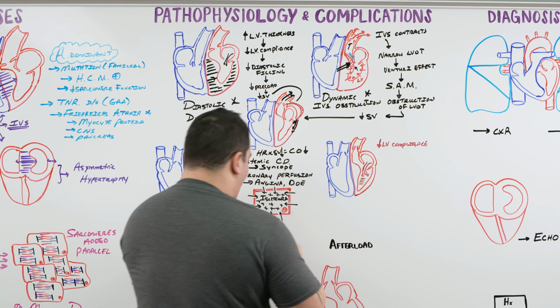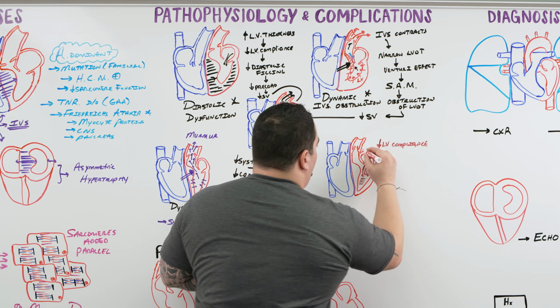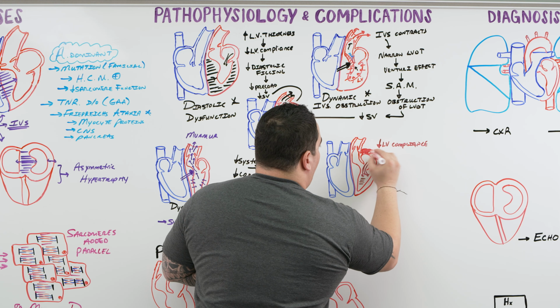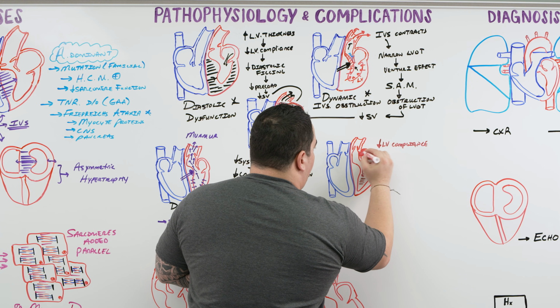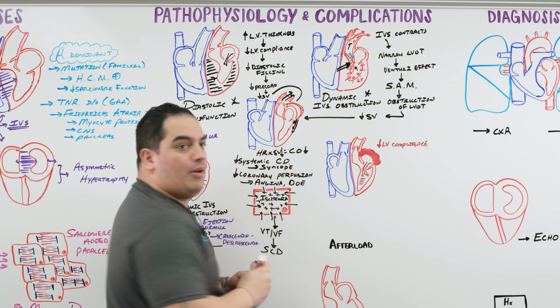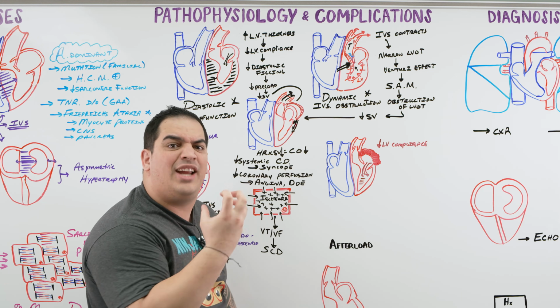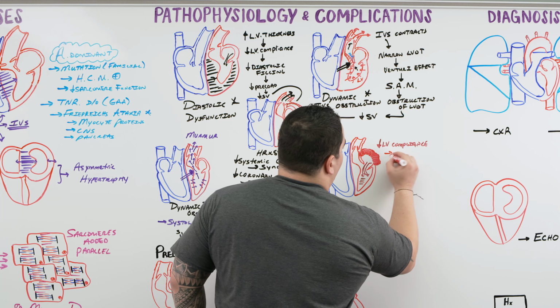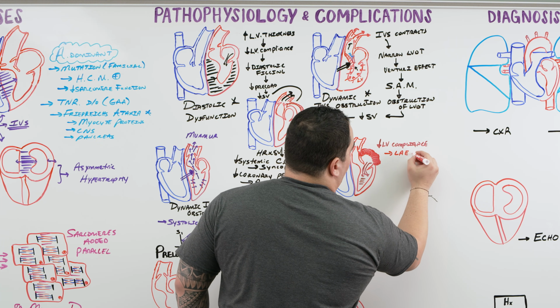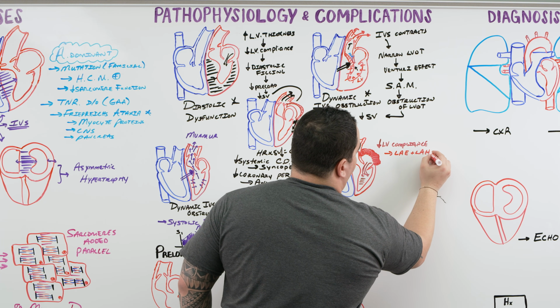Because of that, the atria get ticked off. They're like, the heck with this. And they say, I'm gonna go bulk season on you, and I'm gonna start thickening up myself as well. And the left atria starts increasing in hypertrophy. So this leads to left atrial enlargement and left atrial hypertrophy.